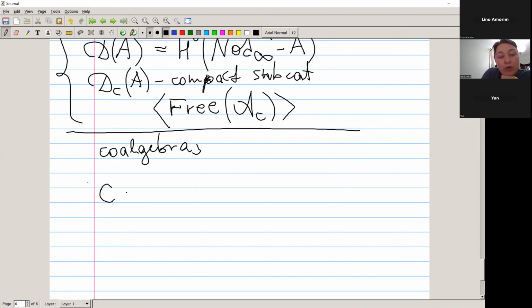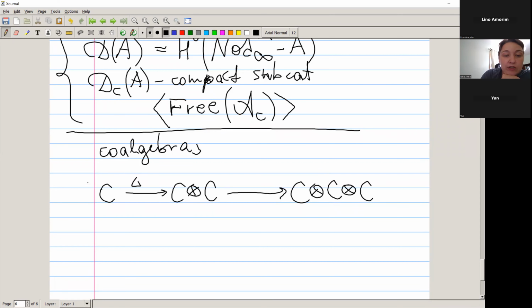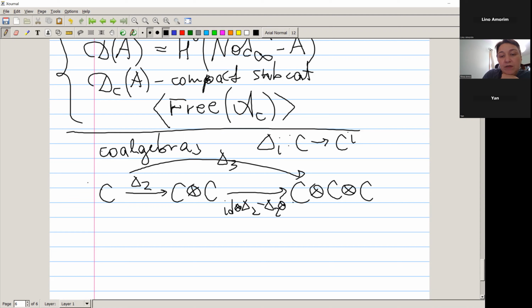So C is a coalgebra if we have a collection of maps from C to powers of C. So we have delta_i from C to C^i. So we have delta_2, we have delta_3. So here we have identity tensor delta_2 minus delta_2 tensor identity, and so on. So the immediate problem with this is that it's not a twisted complex.